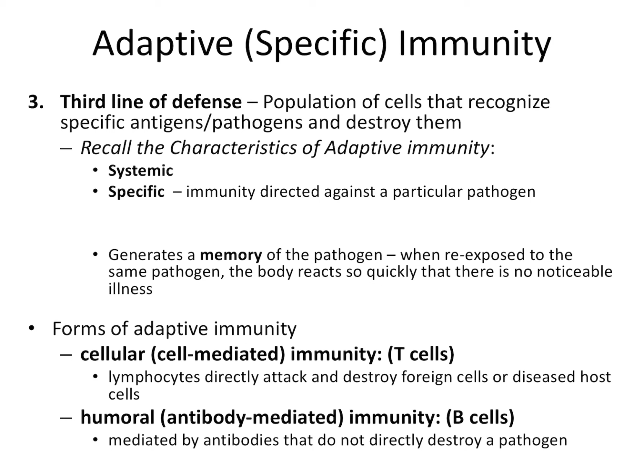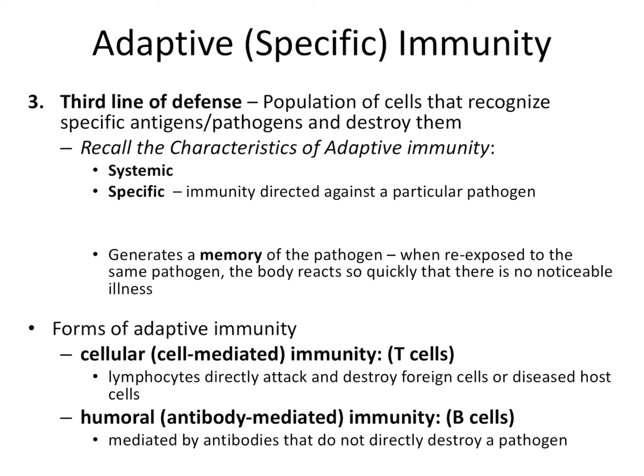Okay, so that completes our discussion of innate immunity, and we're now going to turn our attention to adaptive or specific immunity, which is ultimately going to be our third line of defense. These populations of cells can recognize specific antigens and fight against them. Now, if you recall, we said that there were three major differences between innate immunity and adaptive immunity. And those had to do with the specificity, the location, as well as the ability to generate memory.